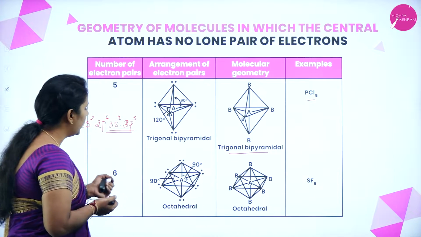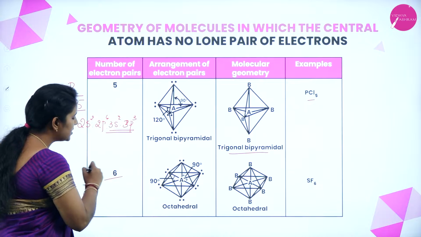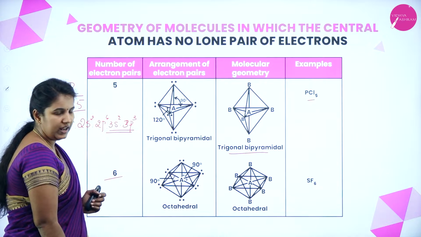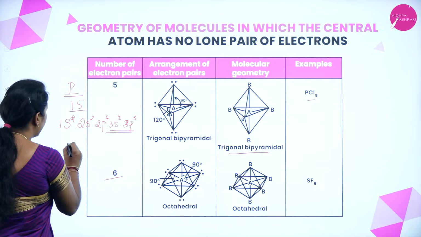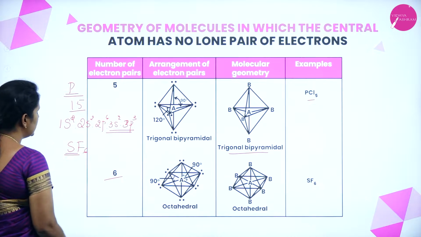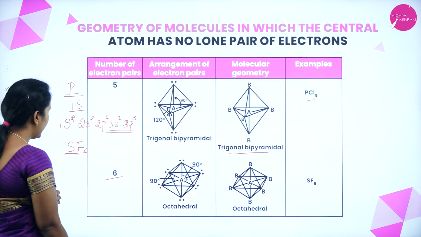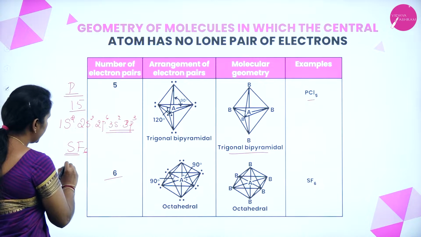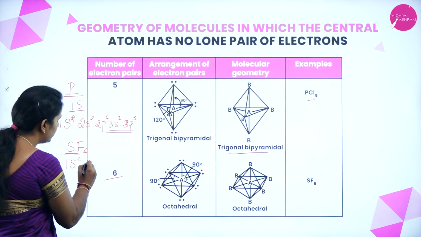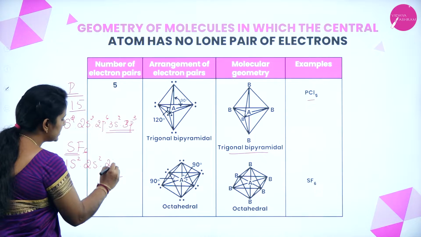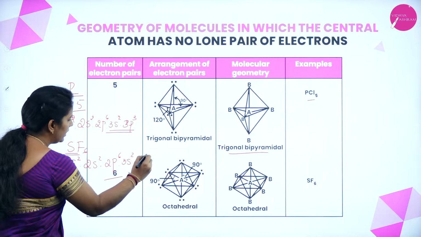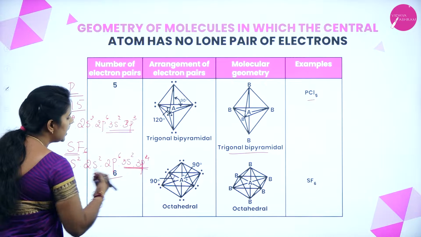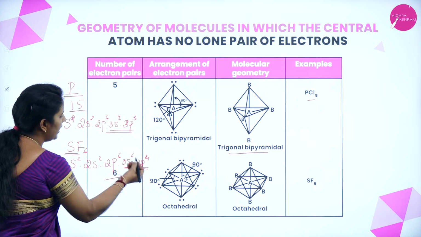Next I'll go with the central metal atom having 6 electrons in its outermost shell. An example is SF6. In SF6, sulfur is the central metal atom, and it has the electronic configuration 1s2, 2s2, 2p6, 3s2 and 3p4. You can see that this last shell consists of how many electrons?